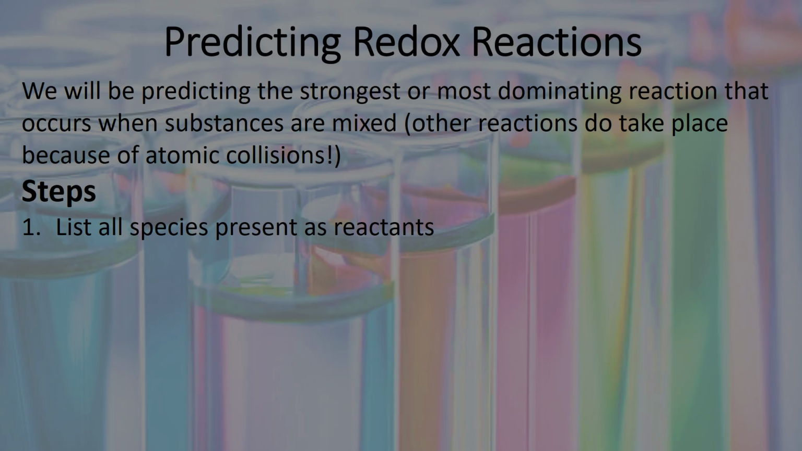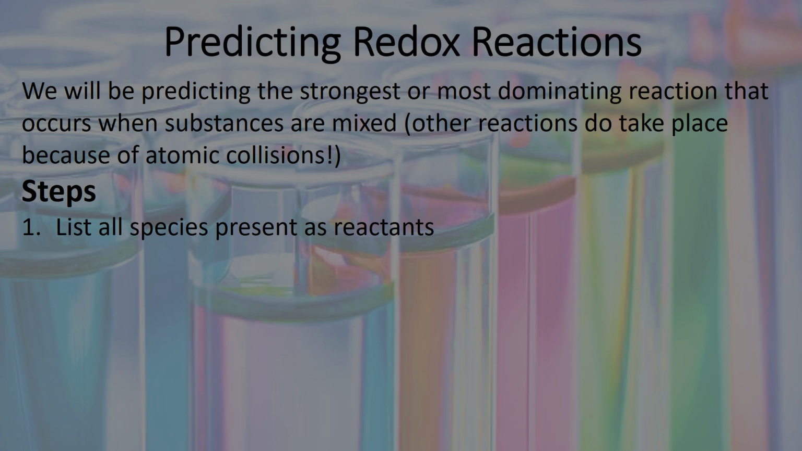So today we are going to be looking at predicting redox reactions. Given a whole bunch of species in solution, if I add a whole bunch of things together, what two things are most likely to react? I have a little space there in your notes for you to write down the steps, and then once we write down the steps, we'll look at how we would write out our half reactions and predict our reactions from there. So the first thing you need to do is list all the species present.